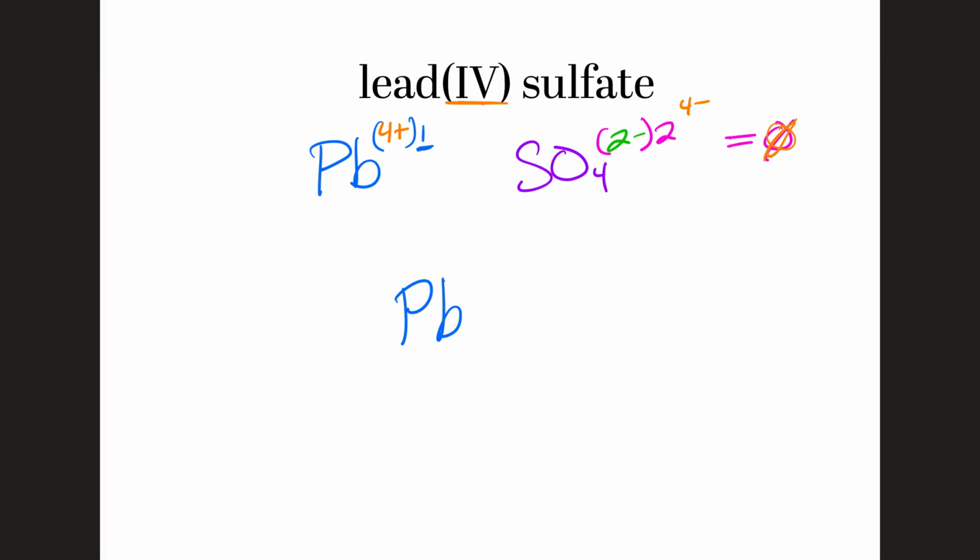And now we can look at our SO4. We multiply this charge by 2. So that means we have to have 2 sulfates. Since we have more than one sulfate, we have to include that in parentheses. So we have lead, SO4 in parentheses, 2. Remember, we have 2 sulfates. We have to have parentheses to show we have 2 of those.